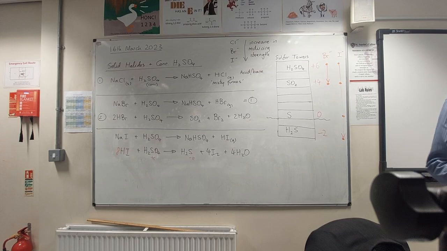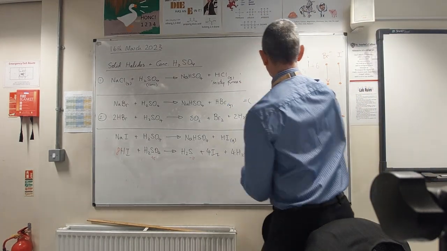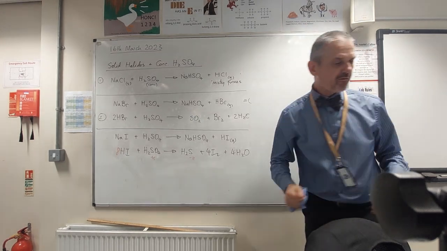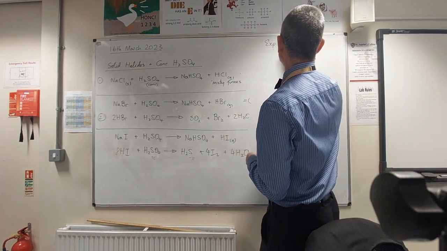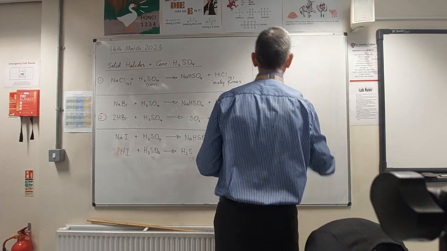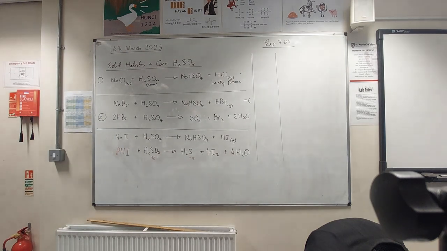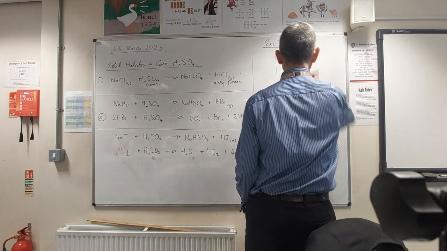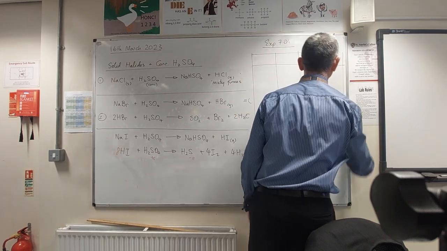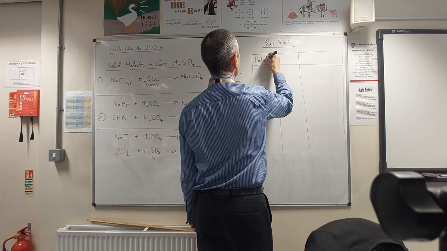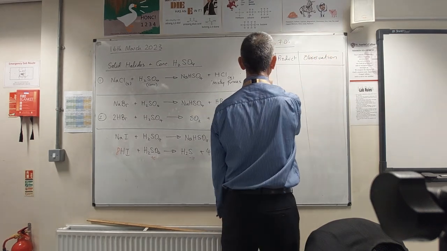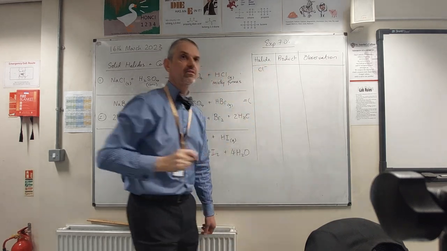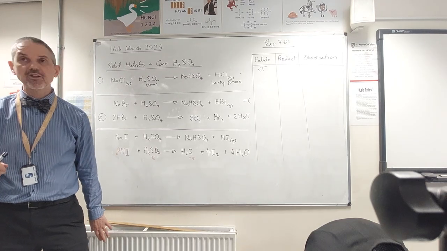Okay. So this is actually done for you. If you have a look at practical 7.04, it's got a big table in it. Has it got 2 or 3 columns? I can't remember. 7.04. Okay, so we've got the halide, product and the observation. Okay, so let's start with chloride.